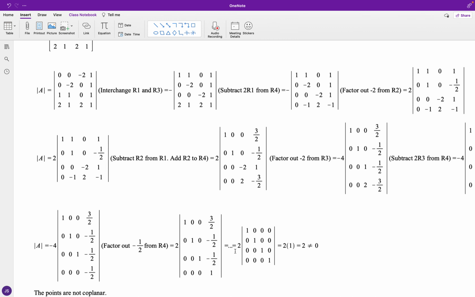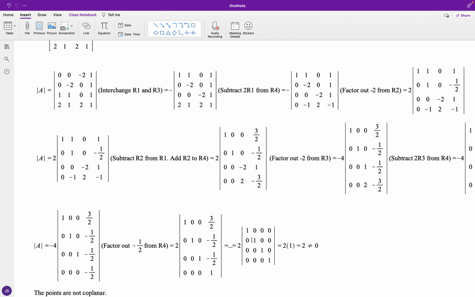And just for the follow through, taking the first row, deducting 3 halves of the last, and the second row adding 1 half of the last row, and the third row doing likewise, I'm going to end up with the identity.